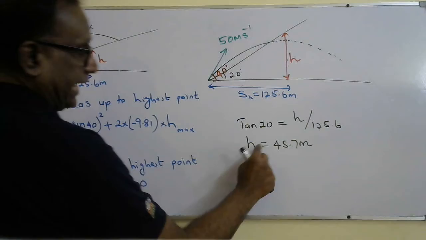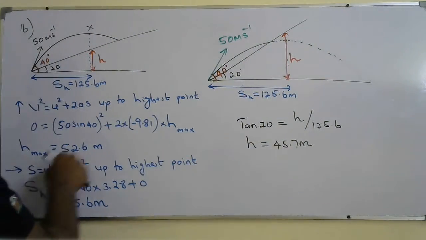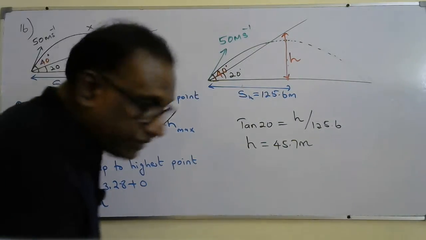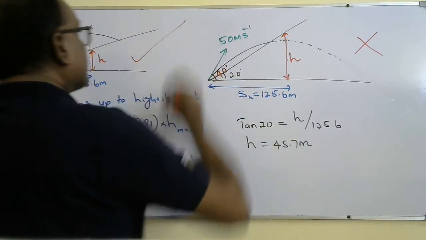But here we are getting h is 45.7. The maximum height is 52.6. So this diagram is not correct according to the given data. This diagram is not correct. This is the correct diagram.